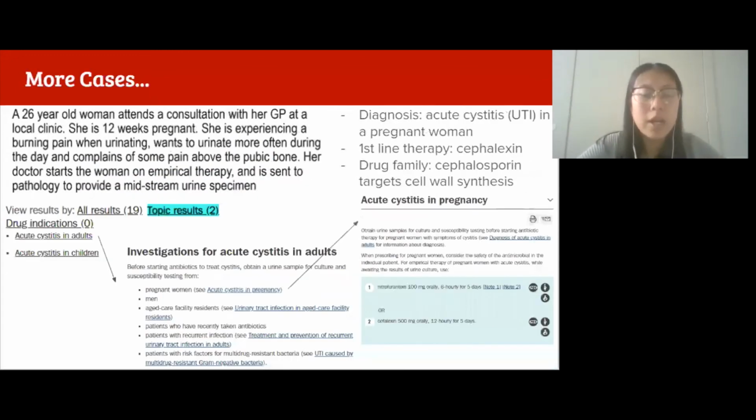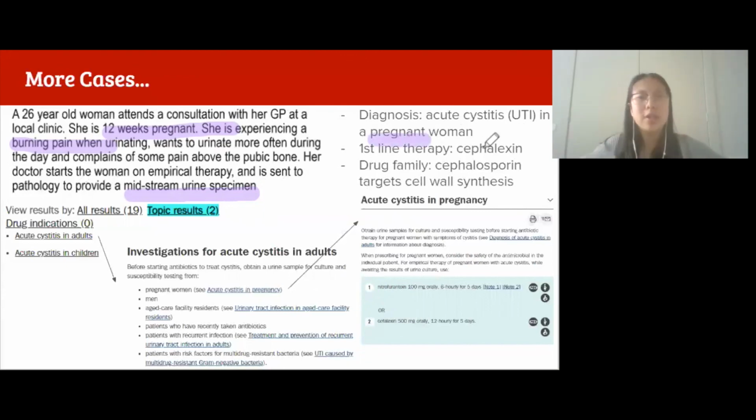Same thing here, we've got another case, a 26-year-old woman. She's 12 weeks pregnant, with burning pain when urinating, urinates more often, so frequent urination, and pain above the pubic bone. She's started on empirical therapy and given pathology to give a midstream urine specimen. What do we do? Well, she probably has an acute cystitis, so that's essentially a UTI. But what's important to notice is she's also pregnant. So what do we think?